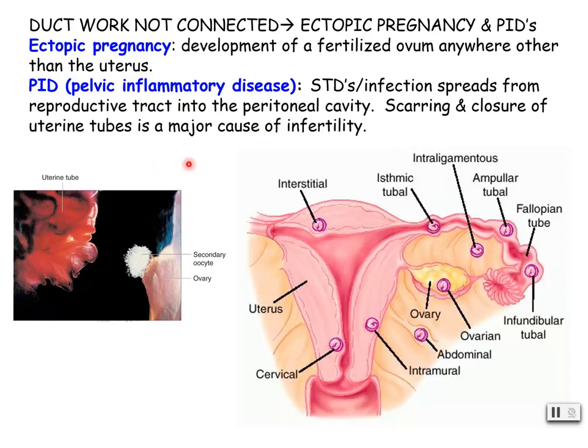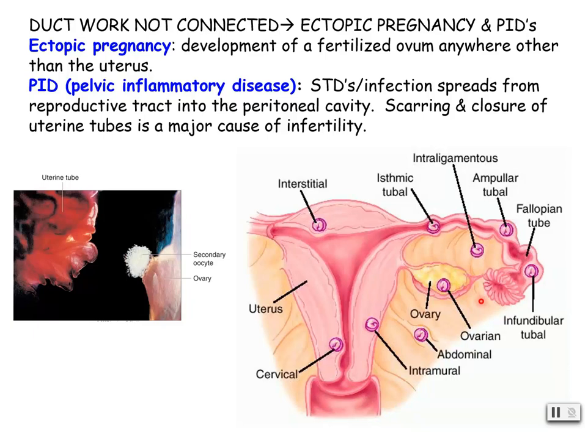Other things, so STDs, since this ductwork is open, a woman can get what's called pelvic inflammatory disease. That is when the causative agent of that STI, whether it's gonorrhea or chlamydia, is now out in that peritoneal cavity. And so that's called pelvic inflammatory disease. And once again, you're going to have inflammation, you get scarring and closure of those uterine tubes. It's a major cause of infertility. It's estimated that about 26,000 infertilities per year are caused by pelvic inflammatory disease.